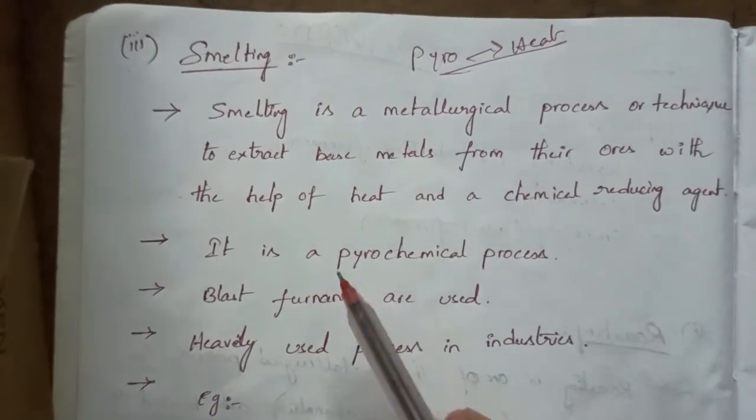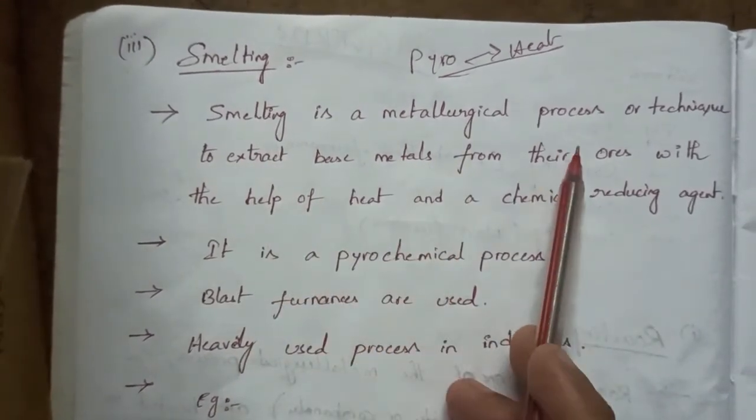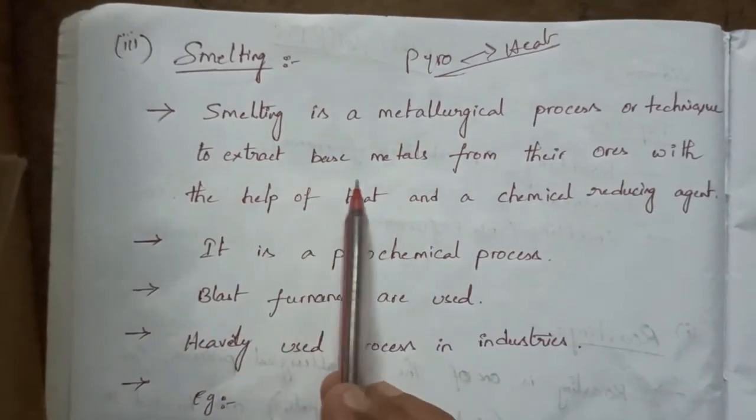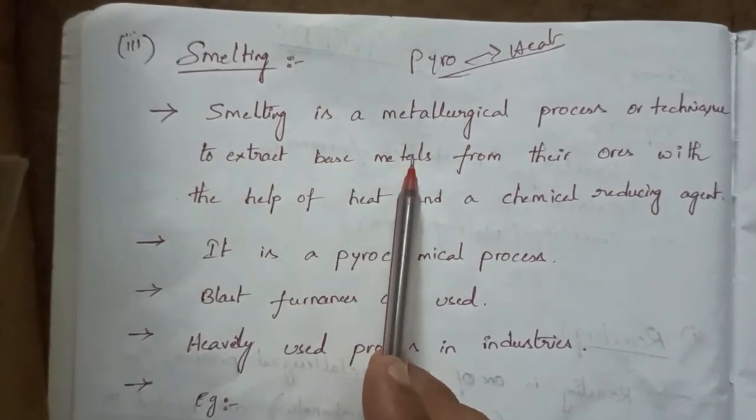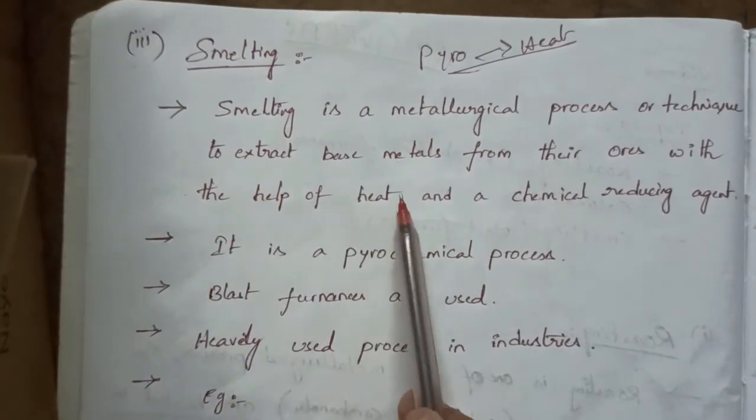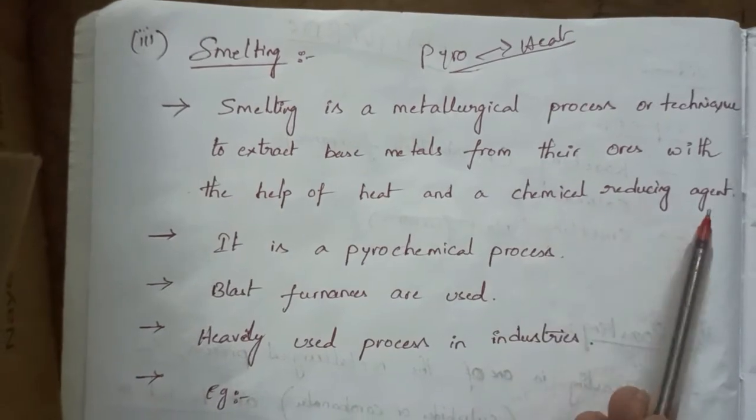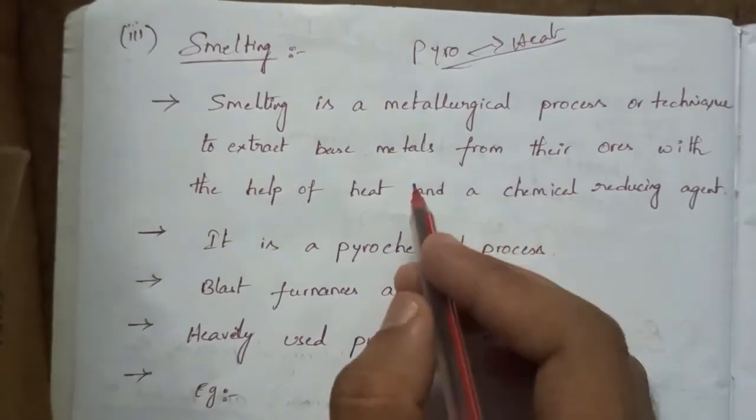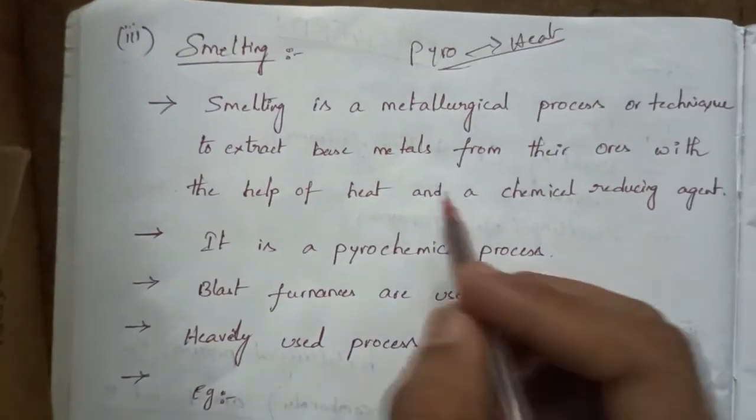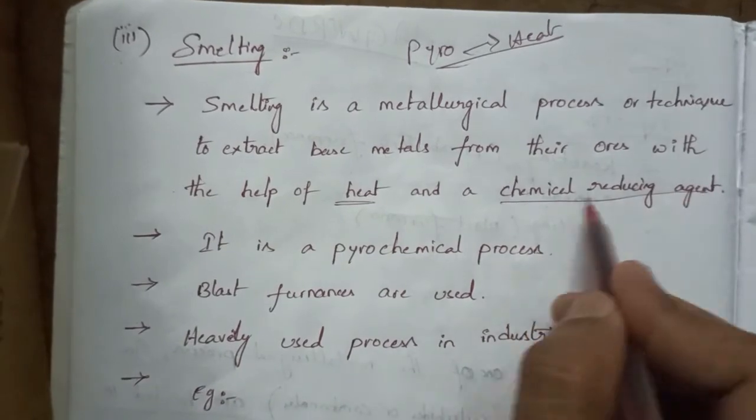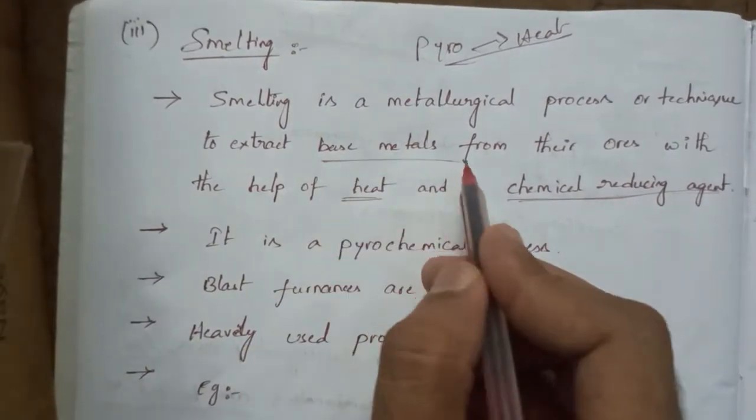Let's get into the definition. Smelting is a metallurgical process or technique to extract base metal. Base metal is nothing but the metal which we want, from its ore with the help of heat and a chemical reducing agent. Here what we are applying to the ore particle is heat and a chemical reducing agent, to get what? The base metal.